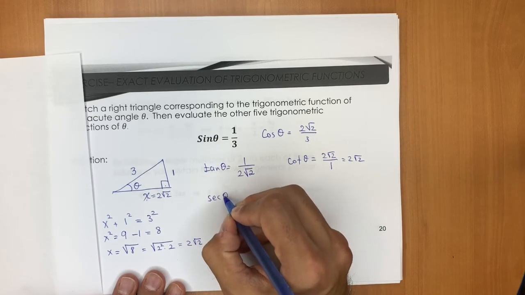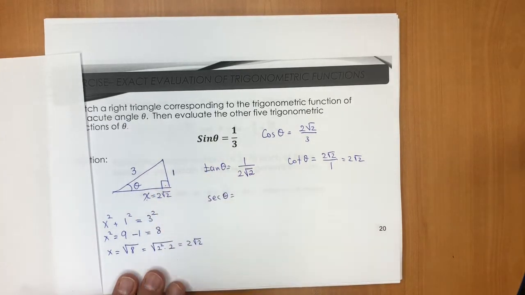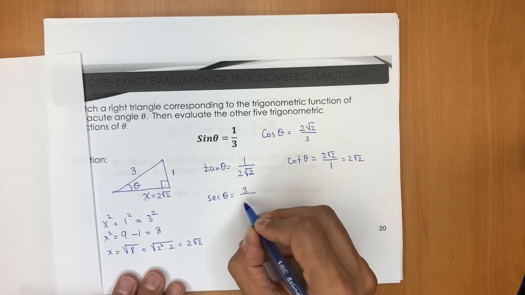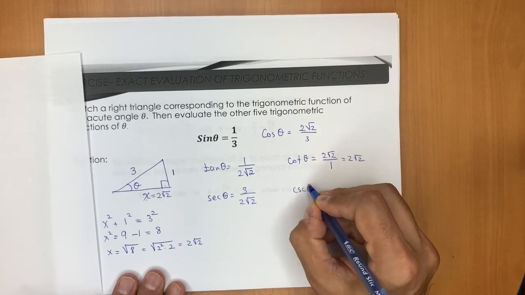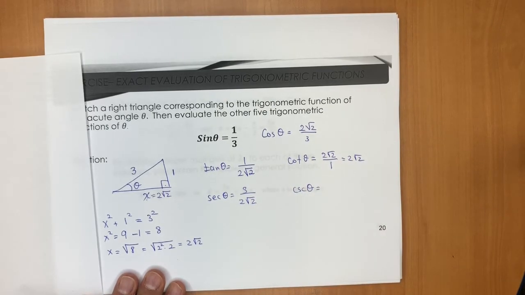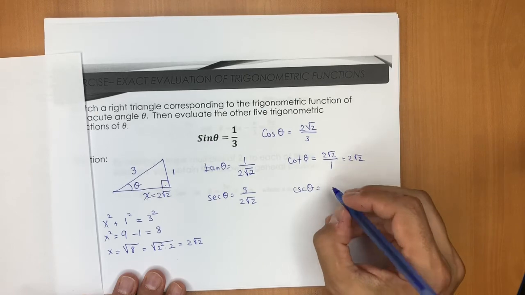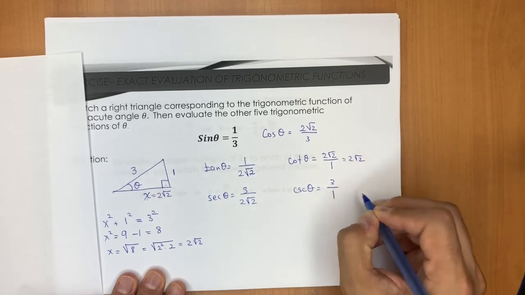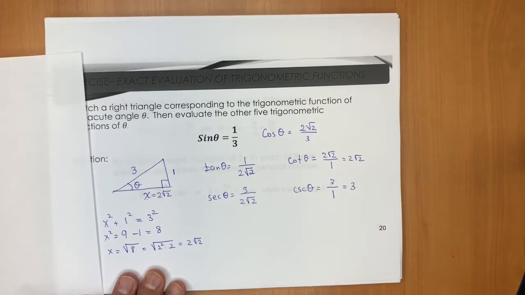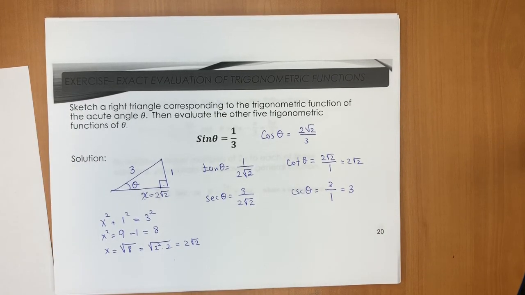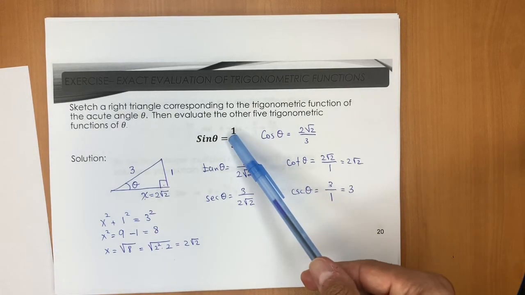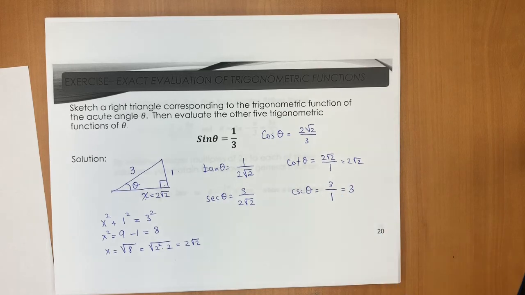And secant theta is gonna be hypotenuse divided by adjacent. And finally, cosecant theta is gonna be hypotenuse divided by opposite, and that's equal to 3, all right? So this way we determined all 6 trig functions. Remember that the first one is provided to us and we determined the other 5 out of that by using the right triangle idea.